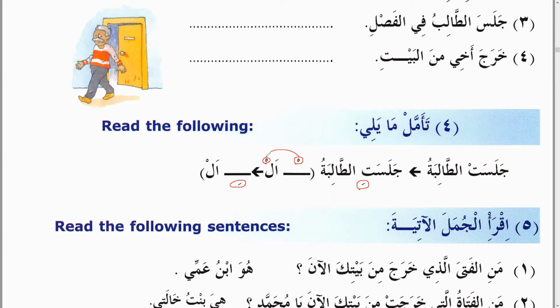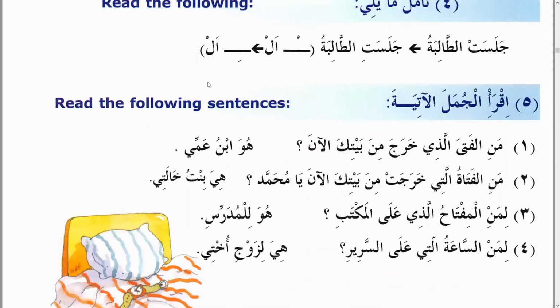Two sukuns cannot join. We cannot pronounce it then. We have to say jalasat talibatu. And we'll not have a good clarity. So jalasat talibatu. Because this is getting assimilated into this, we cannot do that. We have to give a kasra. Jalasat. It's temporary. If this drops, if this is not there, it'll come back to sukun. Jalasat. It comes back to that.